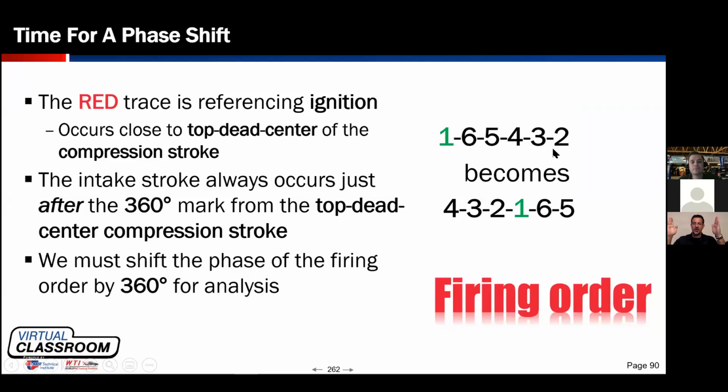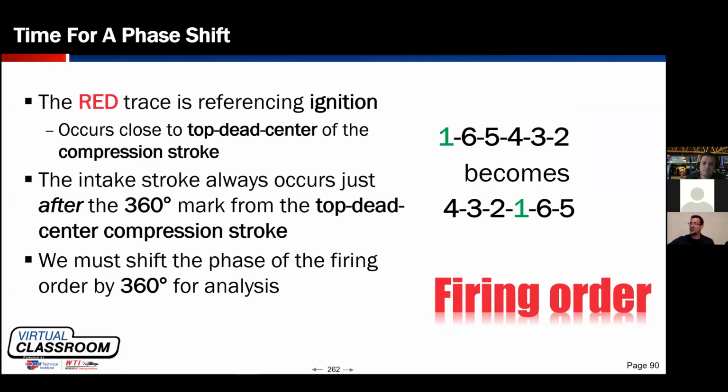165432 is the firing order. If I'm referencing the intake manifold and I use the same ignition sync, I've got to move the firing order around 360 degrees. The firing order then becomes 432165. Even though I'm referencing ignition sync number 1, I've got to tell myself it's number 4 to put myself out of phase. Does that make sense? Please raise your hand if you understand.